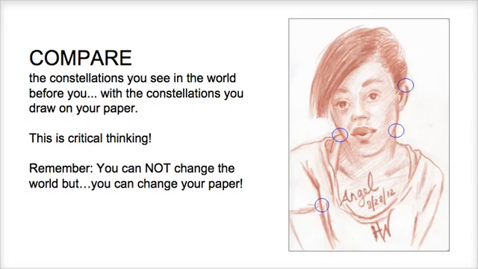We learn to use the word compare in actually all of our classes, to compare this with that, to find things that are similar, things that are different. Now, in the constellations, this is so beautiful. You look at the constellations you see in the world before you, and you compare those constellations with the constellations that you've drawn on your paper. This is critical thinking, using evidence to base your work. Remember, you cannot change the world out there, but you can change your paper.